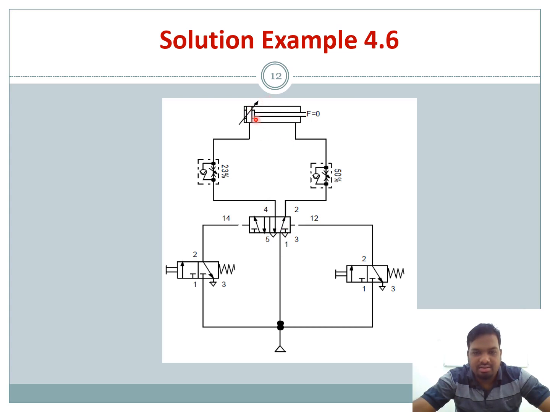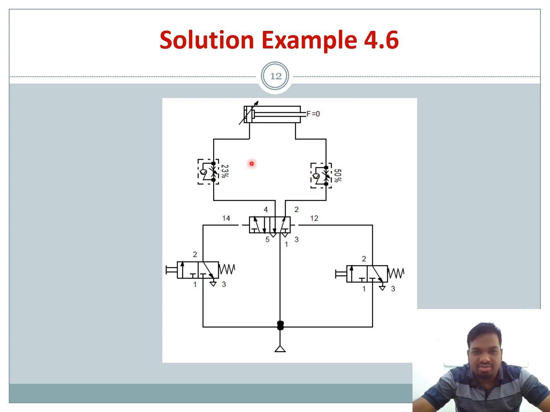Okay, so if you want the cylinder to extend, you press the left push button, and then the cylinder will be extended at the speed of 23%. It means that this restrictor is only allowing 23% of the actual compressed air. Let's say it is a 10 bar supply, it will only allow 2.3 bars of pressure to enter. So that means the extension will be a bit slow, and retraction is controlled by this.